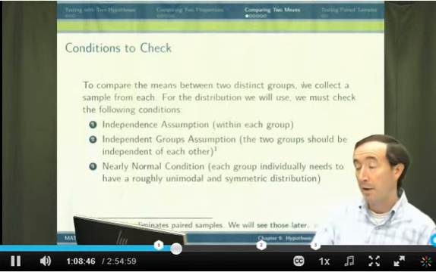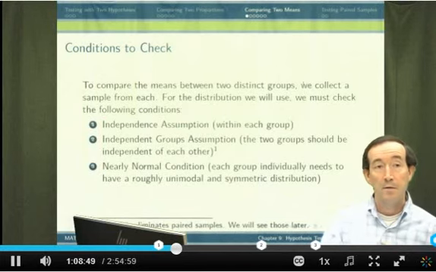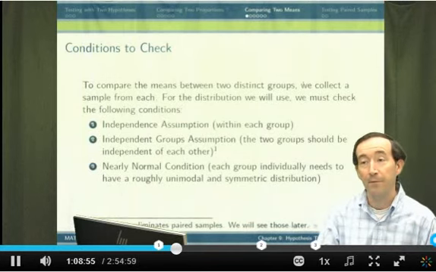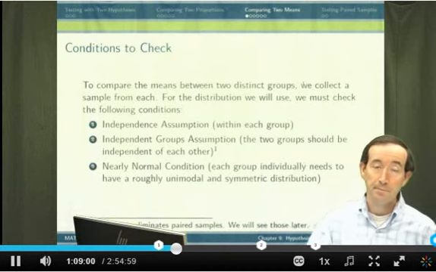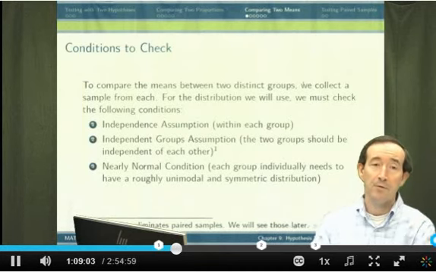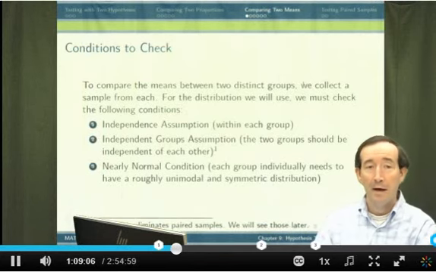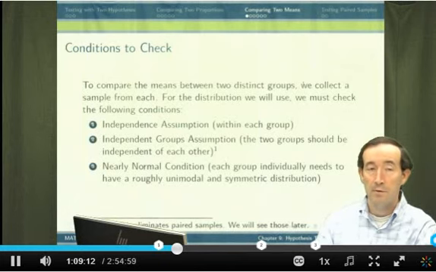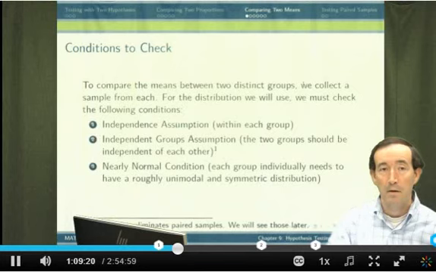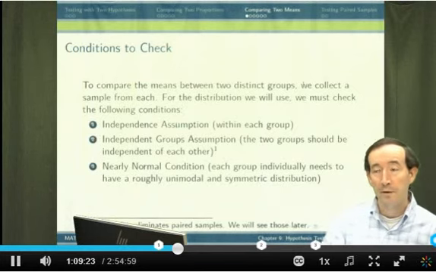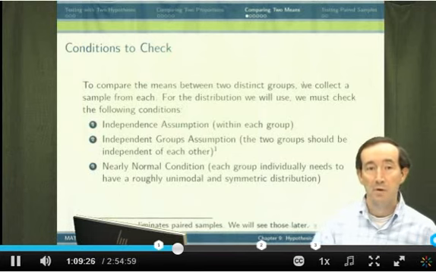The first thing I'll need to do is to check 3 conditions, and all 3 of these should look familiar at this point. The first one, this has been true of every test we've run so far. I need to check the independence assumption within each group. If I collect samples to average from group 1 and samples to average from group 2, I need that all of the members of group 1 are independent of each other, at least the values that I'm measuring for those members. And the same thing is true for this second group. I need all of the members included in my second sample to be independent of each other. That's the independence assumption. As always, very hard to prove directly. We usually get it by assuming randomization of our sample.